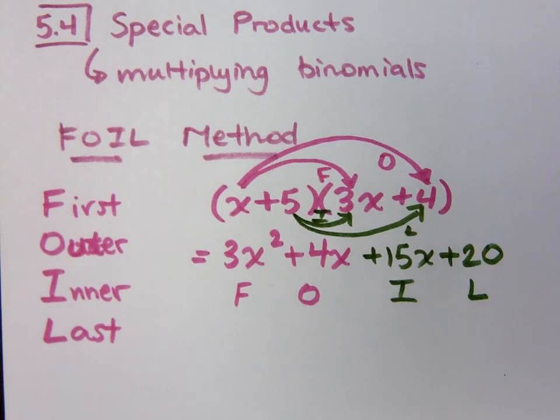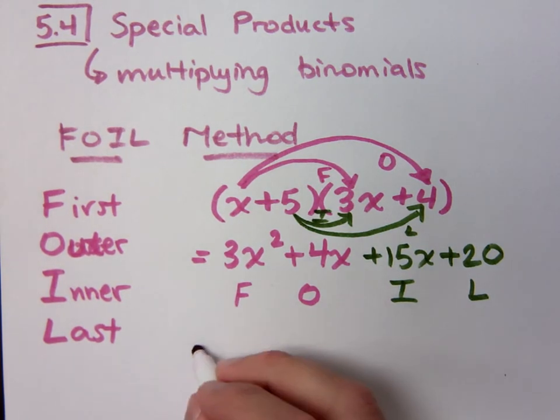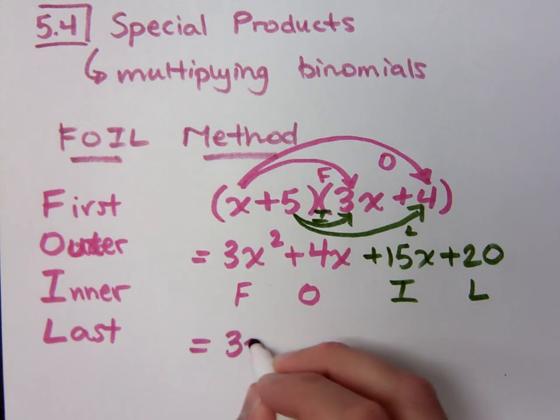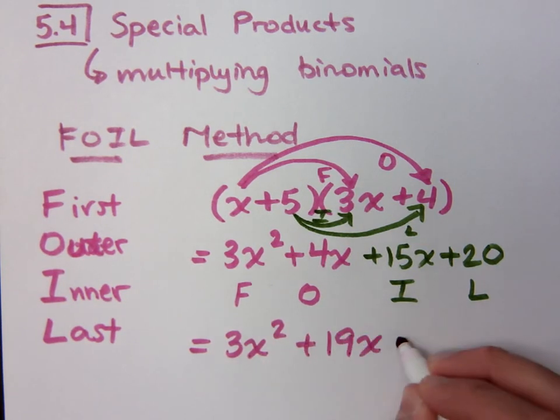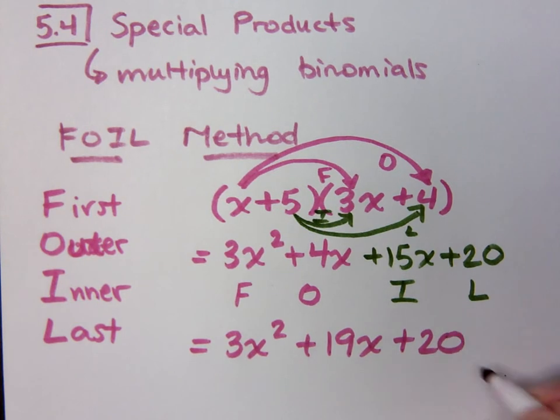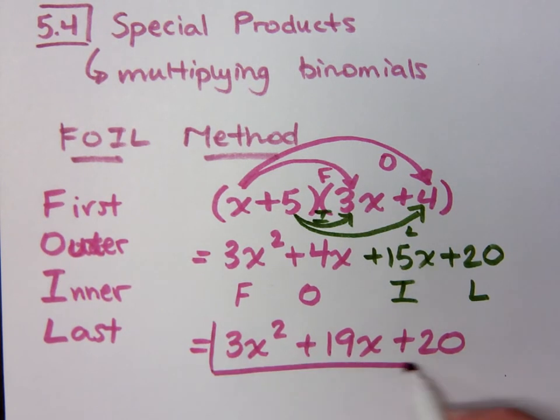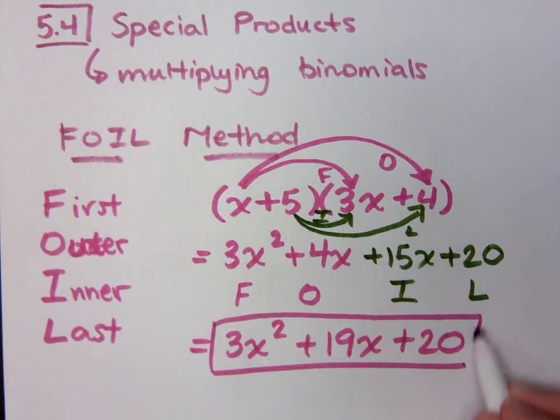Is that anything out of the ordinary from what we were just doing? No, but now we have a neat little thing to help us remember what to do. So we just combine like terms, 3x squared plus 19x plus 20. Okay, and that's it. You were kind of already doing that before. There wasn't anything to it.